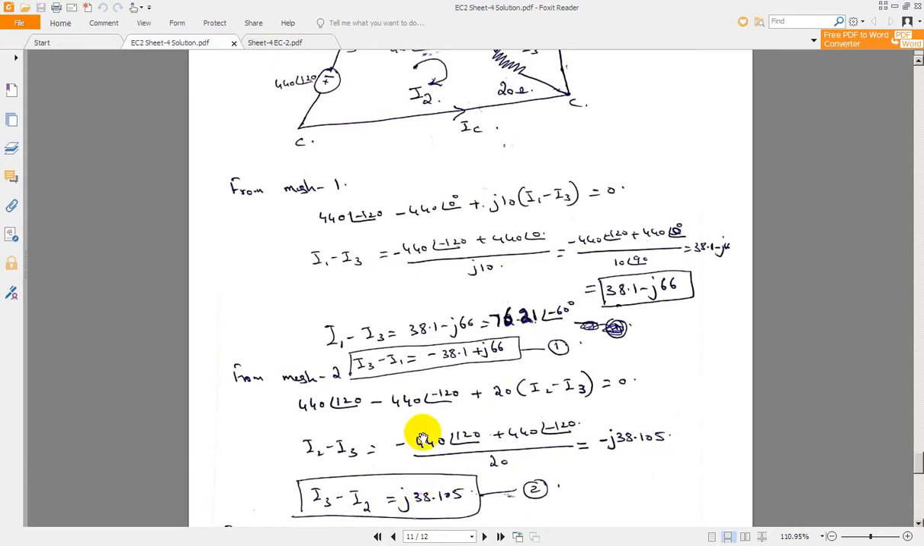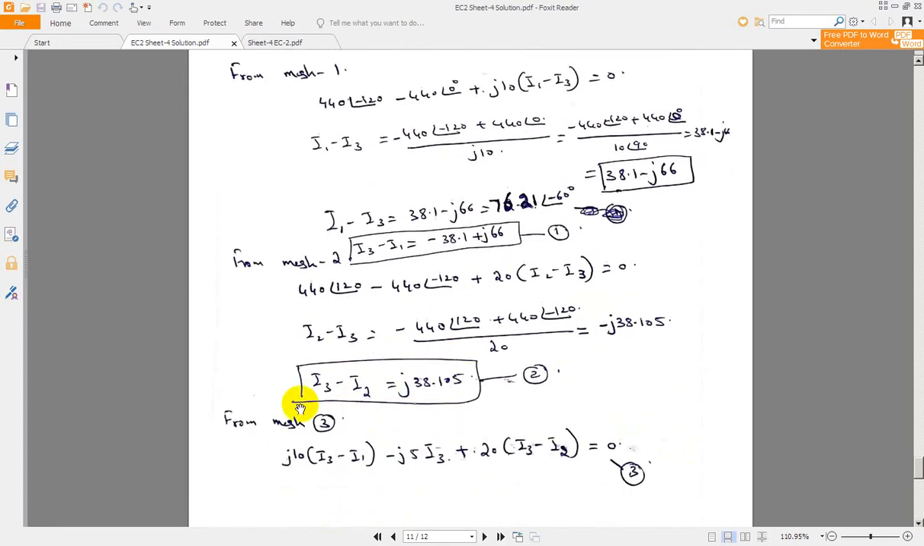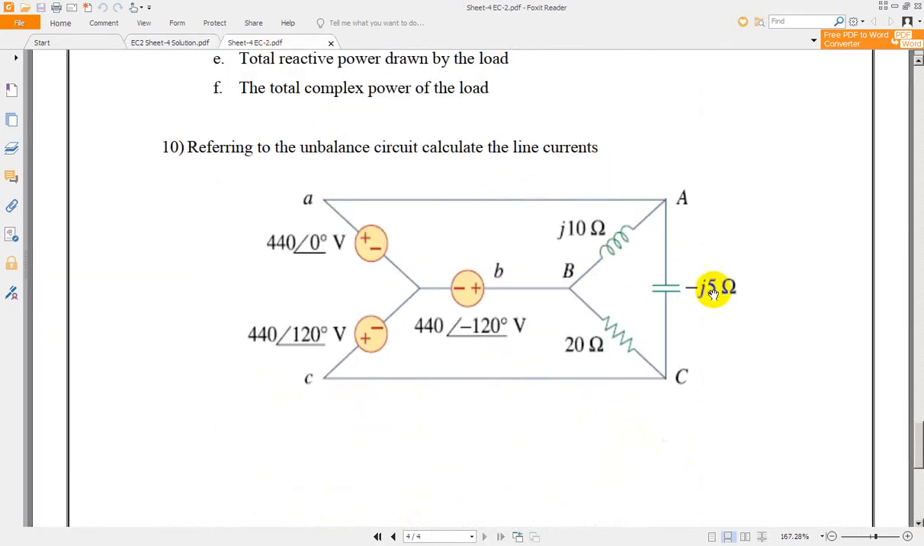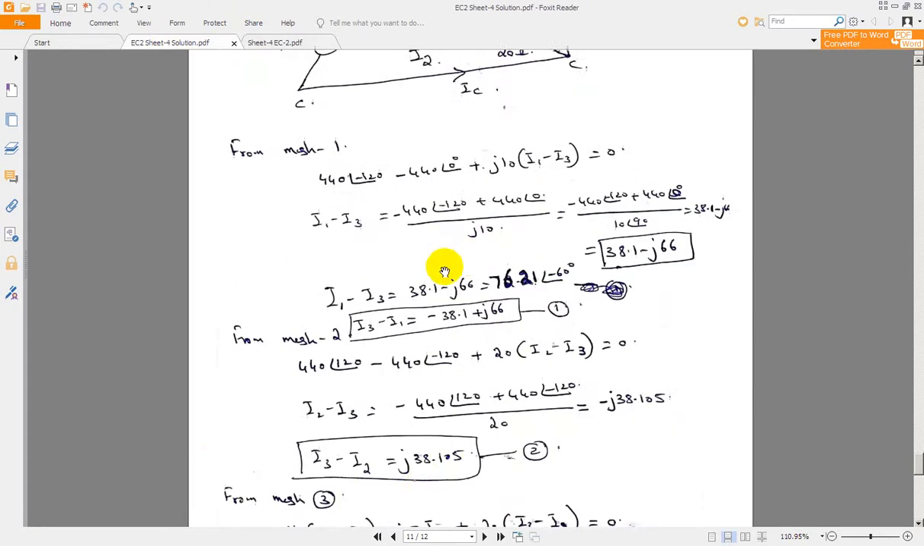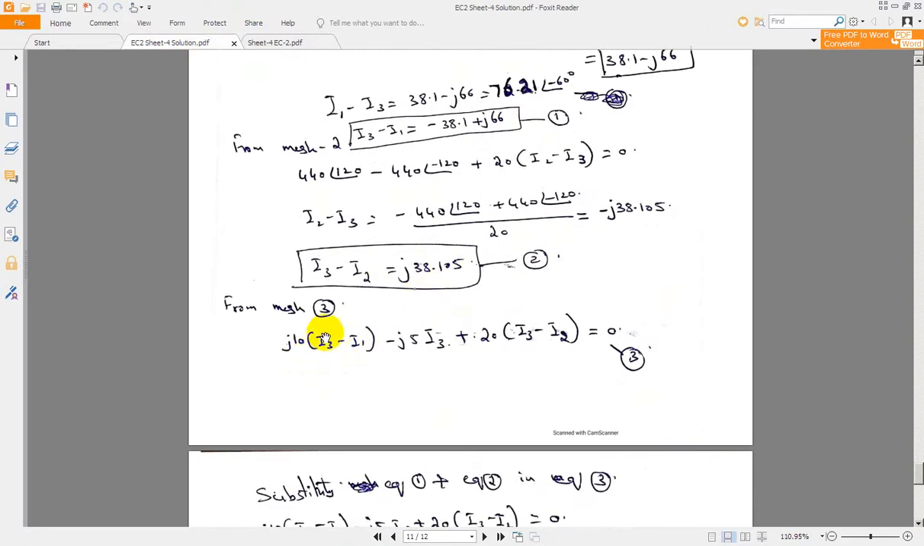If you want to remove this minus, you can write it as I3 minus I2 is equal to j38.105. Coming to mesh 3, we are in the third mesh equation. Third means I3 minus I1, or simply if you move here, this is your I3. The voltage across this is I3 minus I1 into j10.